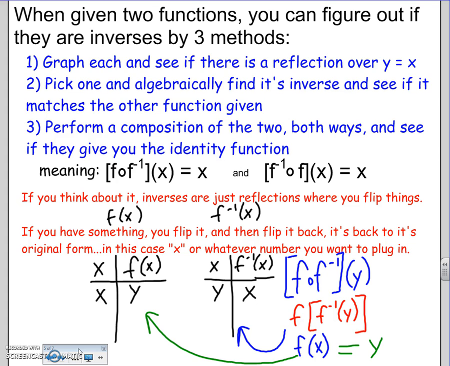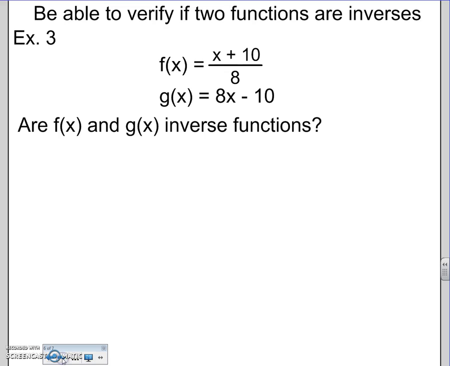So probably this next example will make it a little easier to understand. Be able to identify if two functions are inverses. So f of x equals x plus 10 over 8, and g of x equals 8x minus 10. Which are the two inverses? We have three options. I could graph them and check if they reflect over y equals x. I could pick one. For example, this one's pretty easy. I'd pick this and calculate its inverse. So let me do that real fast, because I like that.